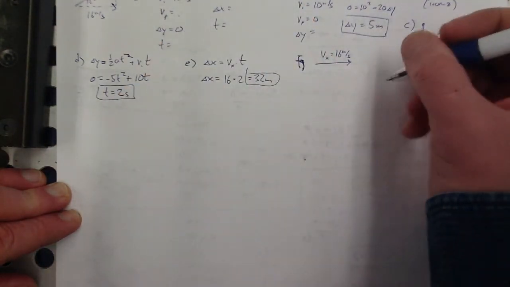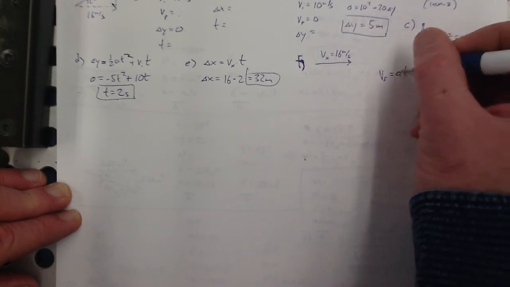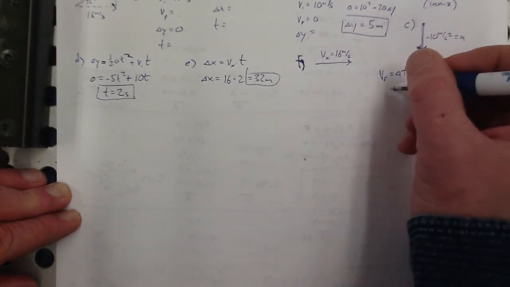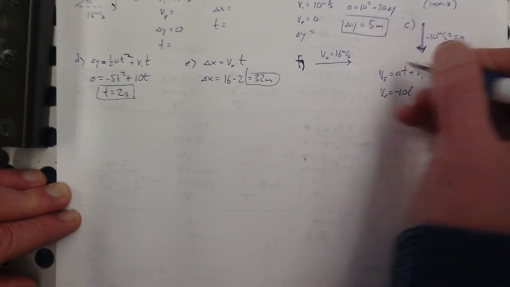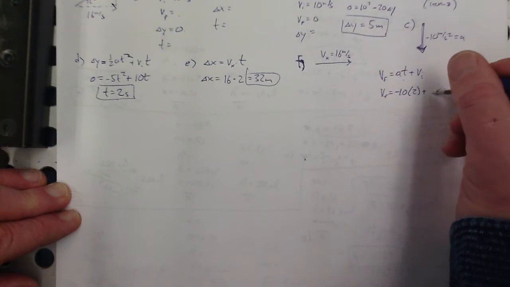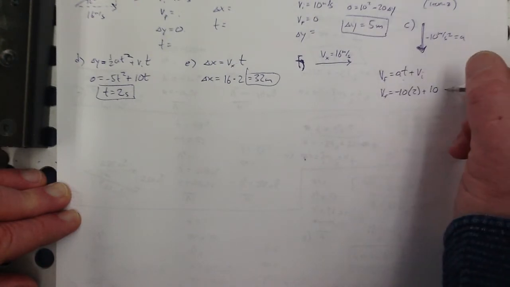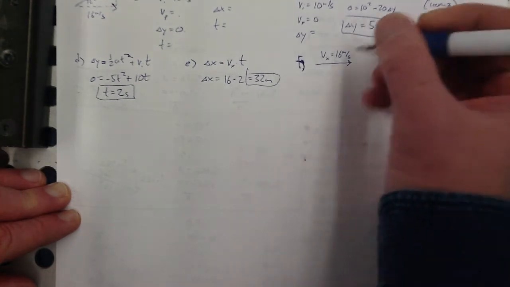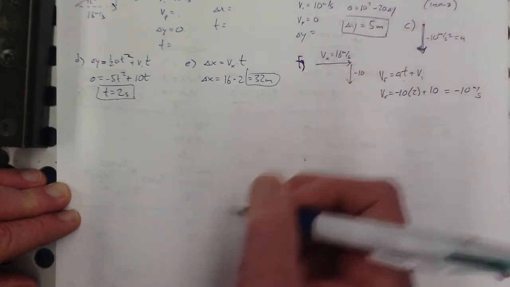So to find that, I'm going to use Vf equals At plus Vi, because I know the time now. So Vf is equal to -10 times the time is 2 plus the Vi in the vertical direction is 10. So that means my Vf is -10 meters per second. So here, that's -10.